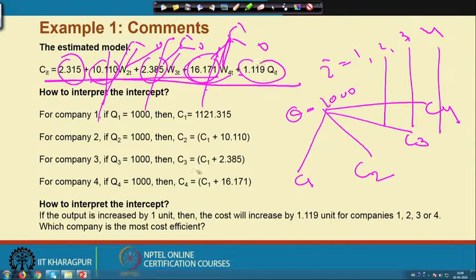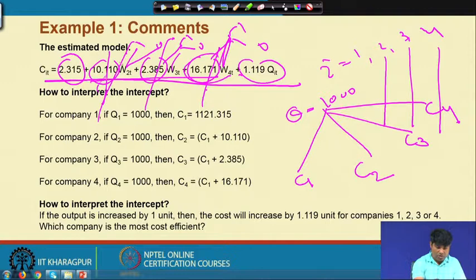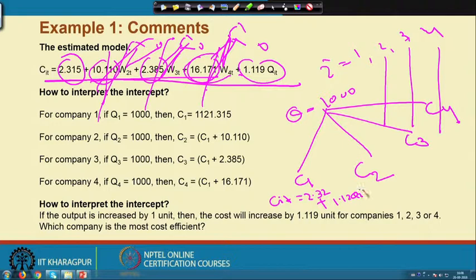So, that means if all the dummies are 0, then for company 1 the cost function will be C_it equal to 2.32 plus 1.12 Q_it. So, that is what the cost function is.